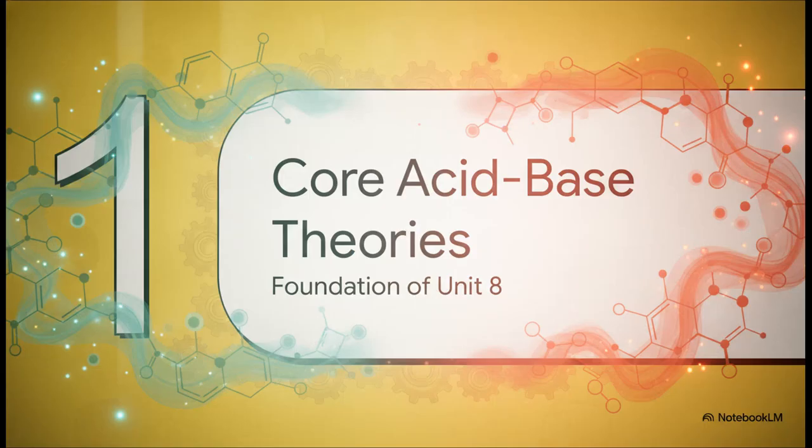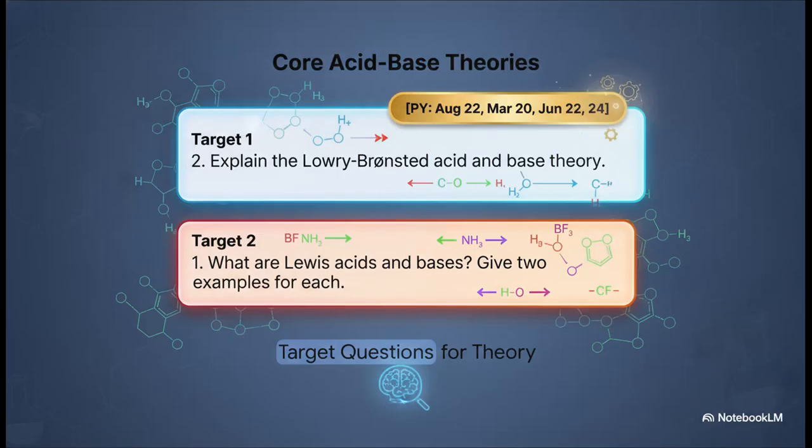All right, let's transition right into our first major block, core acid-base theories. This is literally the foundation for the whole unit. Let's tackle our target questions, and you'll notice these have popped up in past exams, like August 22, March 20, and June 22 and 24. Target 1, 2. Explain the Lowry-Bronsted acid and base theory. Target 2, 1. What are Lewis acids and bases? Give 2 examples for each.